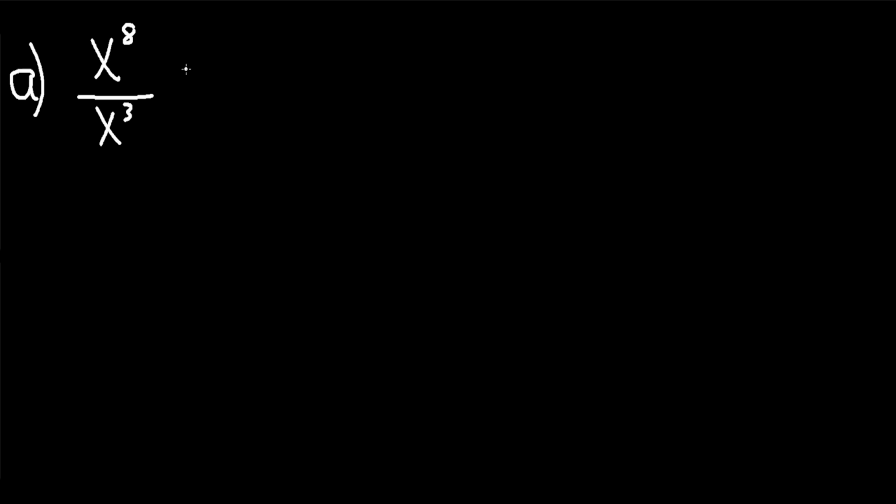So for a, since the numerator and denominator have the same base, we can just simply subtract their exponents. So we would get x to the power of 8 minus 3, which is just x to the power of 5.